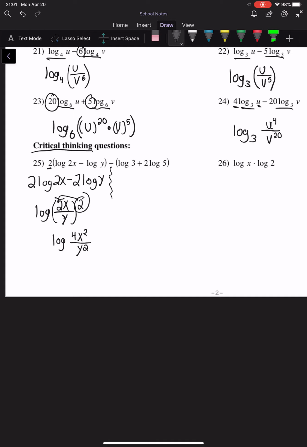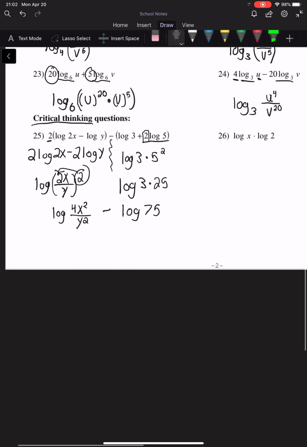And now let's look at the other half of this. We're going to have log 3 times 5. But the 5 has the 2 in front of it, the 2 log 5. So 5 is going to be raised to the 2nd power. So we're going to have log 3 times 25. So let's call that log 75.